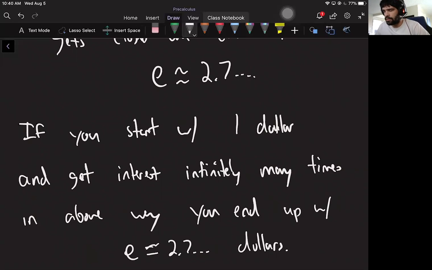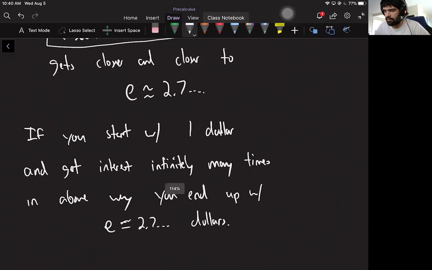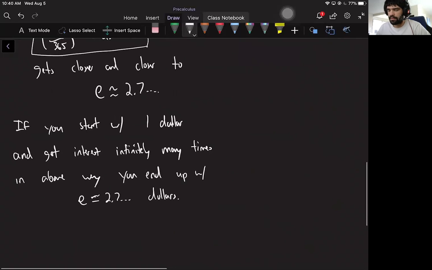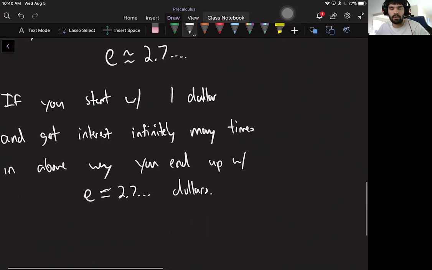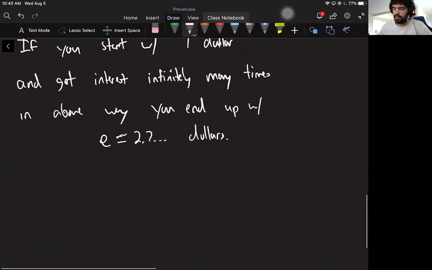So it's a little bit confusing. This is just how you define E in the first place. So you don't really need to know how to figure out what E is. I just want to give you context. So this is where it comes from, and it's going to show up a lot. And it's very related to growth. So just think about it as roughly 2.7 something. It's between 2 and 3.